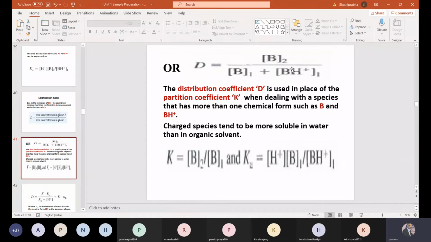You see, if you just remove this BH+ here, it will be B2 divided by B1, which is as good as K. But just because of pH effects, we have another species in the aqueous phase because of acidic conditions. So to account for this, partition coefficient now gets converted into distribution ratio, and that is expressed by capital D.